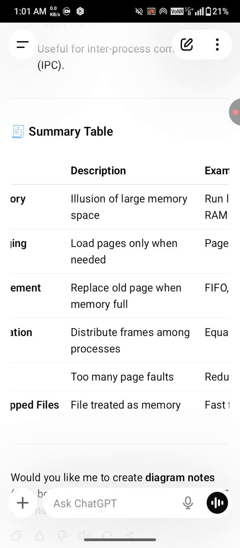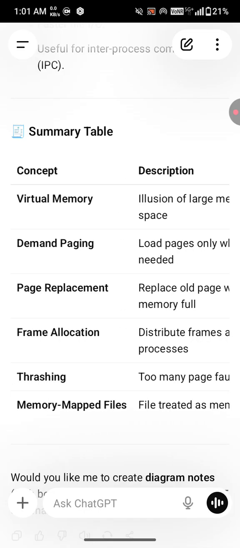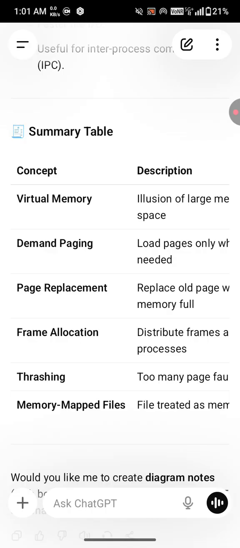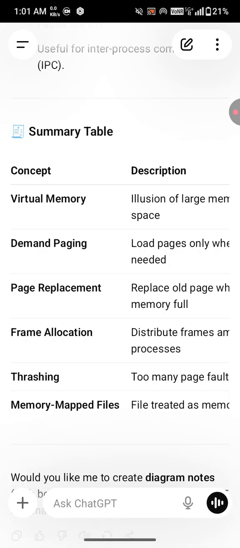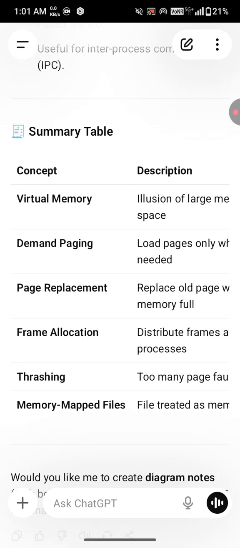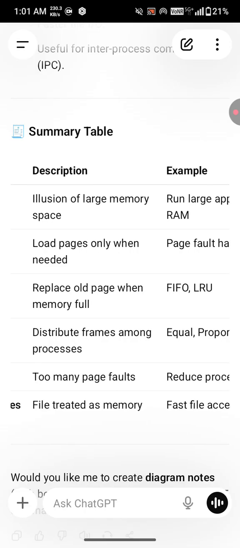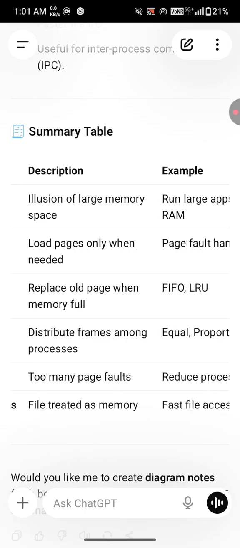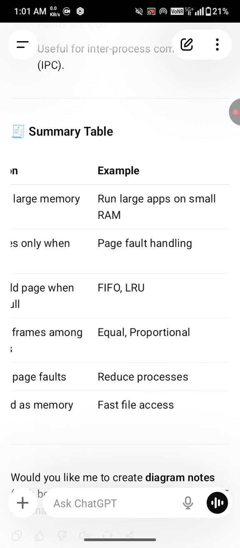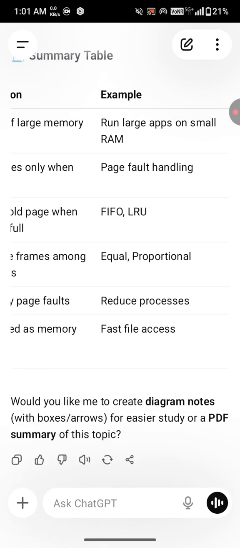Frame allocation: distribute frames among processes. Example, equal, proportional. Thrashing, too many page faults. Example, reduce processes. Memory mapped files: file treated as memory. Example, fast file access.